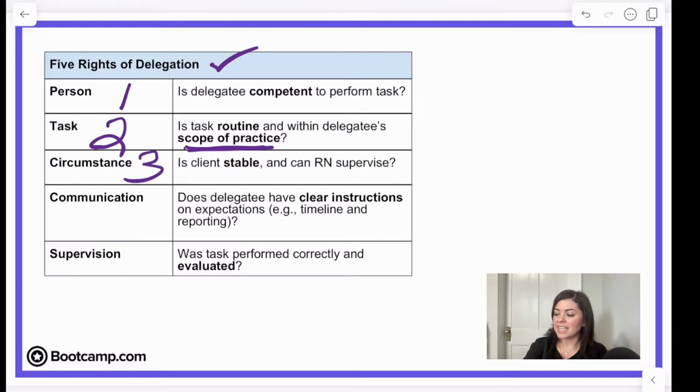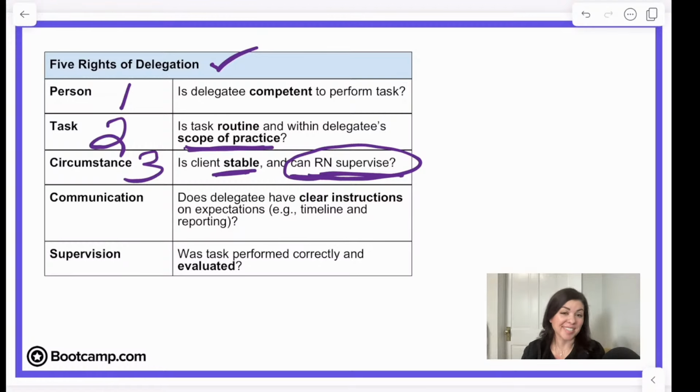And then the third right is circumstance. Is that client stable? And can the RN supervise? So we all know that delegation is very commonly used, but it's really commonly used whenever we're busy. So here's kind of a little tricky thing: a lot of times whenever we're busy, we want to delegate, but the RN must always be readily available when they've delegated a task to be able to assist, answer any questions, and help.